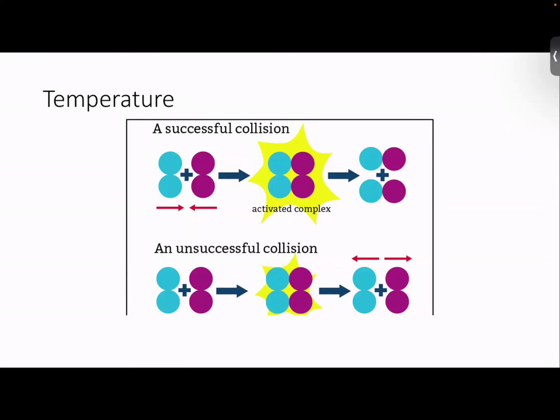Because ultimately, we have to get over an energy of activation barrier. We've got to get over a hump in order to make the reaction occur. We'll talk more about temperature impact towards the latter part of this chapter.